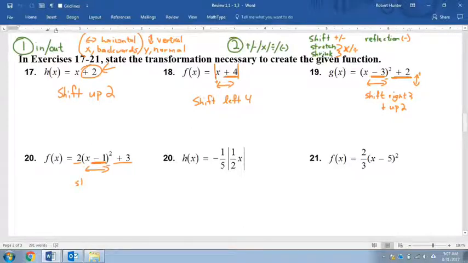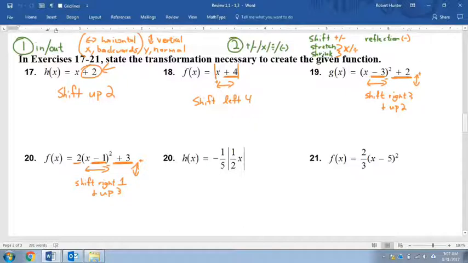So there's a shift right 1. And this one out here, outside, that's your first question, in or out. That's outside, so it's y values, and it's normal, so it goes up. Shift right 1 and up 3.